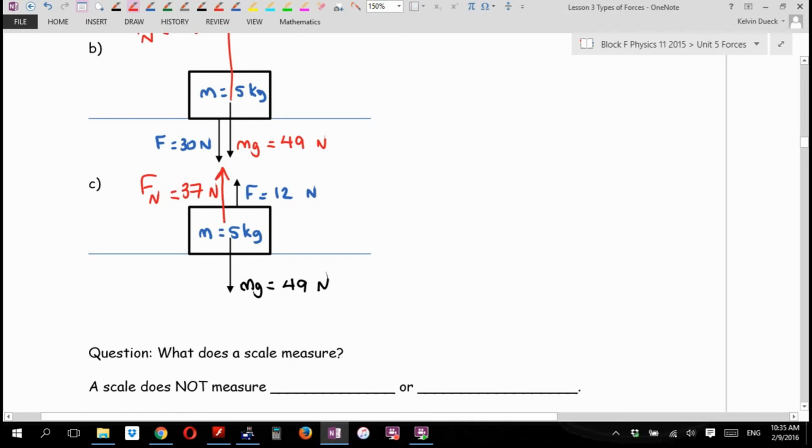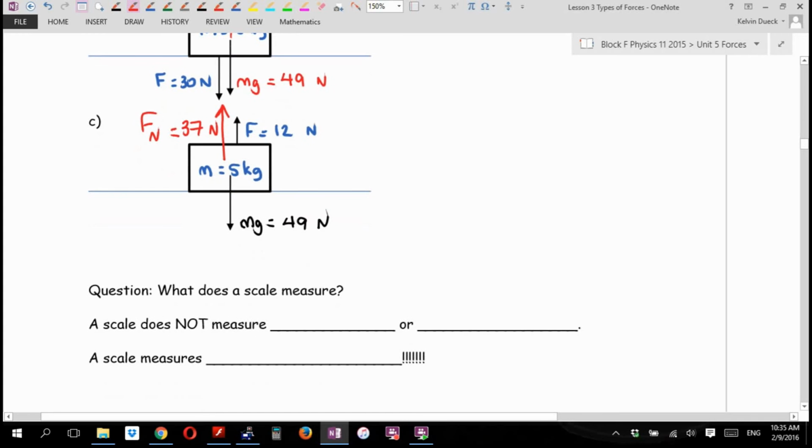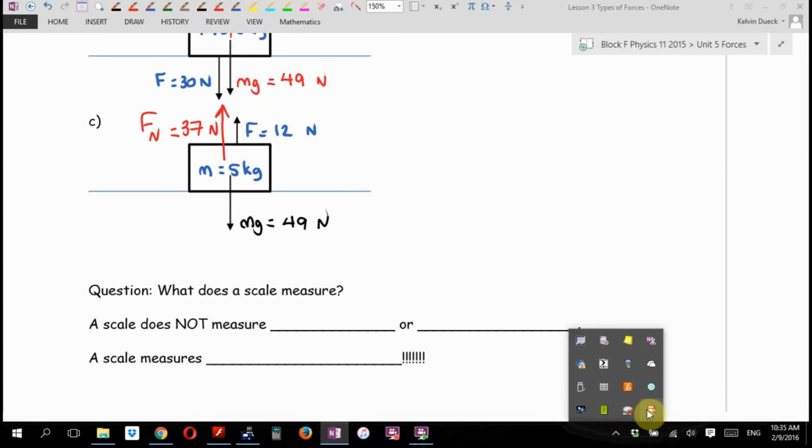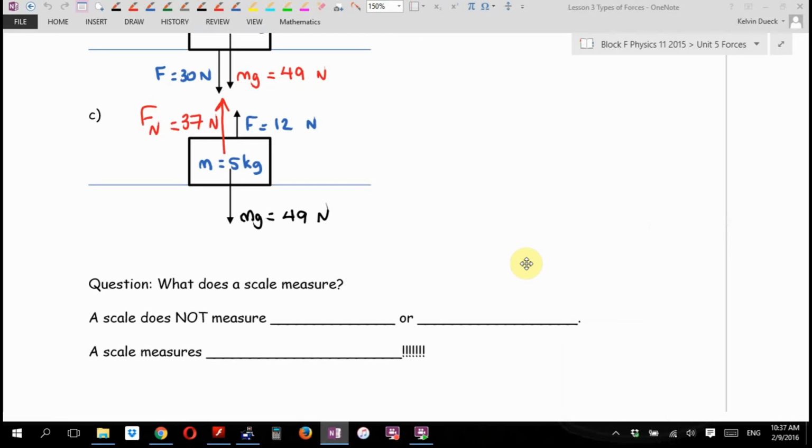And this brings us to a question. What does a scale measure? Let me pause the video for a second. Have I convinced you? Is that okay? A scale can't measure mass. A scale can't measure weight. A scale does not measure mass or weight. A scale measures F_N.